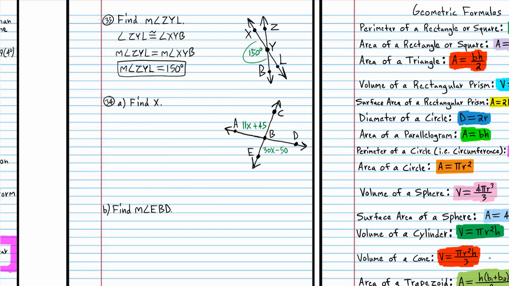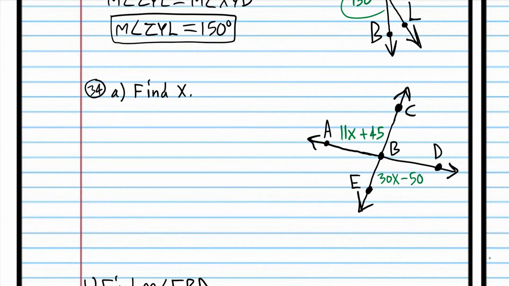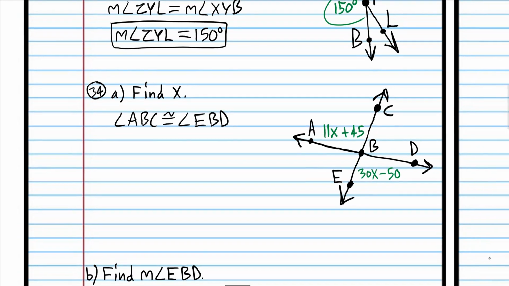All right, we're back. So those are vertical angles. So angle ABC must be congruent to angle EBD. And we know that because of the vertical angles theorem. But if they're congruent, by definition, that means that their measures are equal.